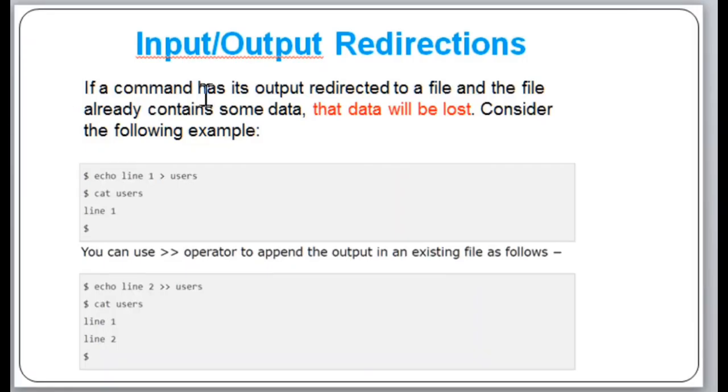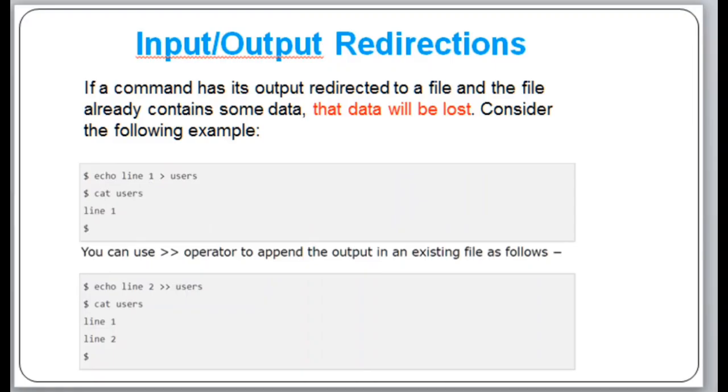So if a command has its output redirected to a file, and the file already contains some data, that data will be lost. Know that, guys. If you redirect output from a command to a file, or from a file to another file, using the single greater than sign, that data will be lost. So consider the following example. We have echo line 1, and we redirect that to users. Then we cat users. We see we have line 1. Okay.